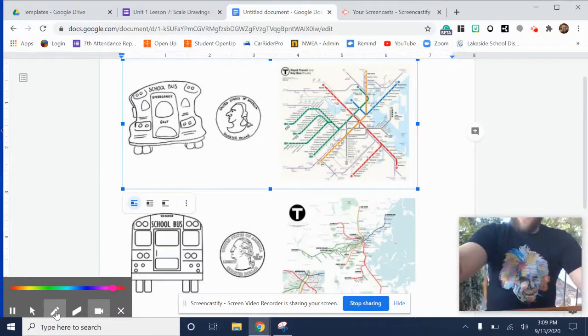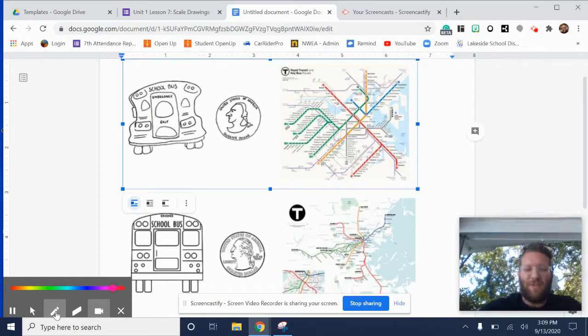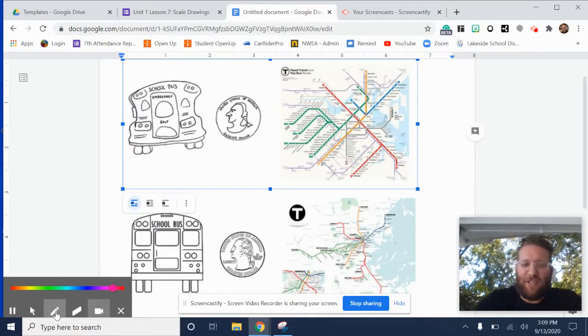Me and Dr. Einstein here to just talk to you a little bit about scale drawings. We're looking at these two sets of drawings, and honestly, we're just comparing them right now.